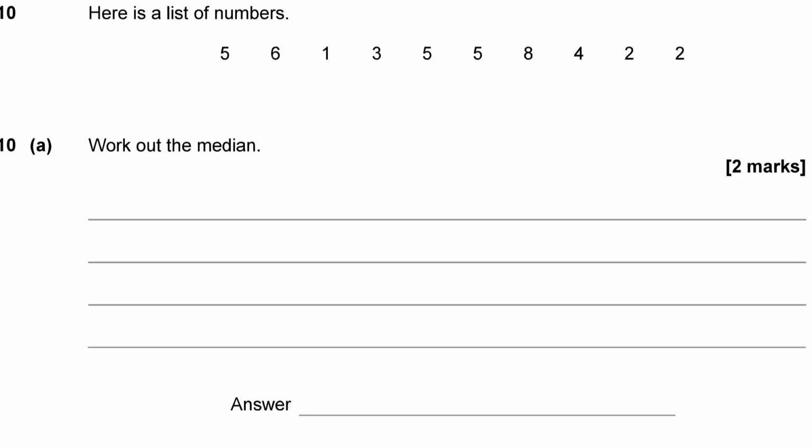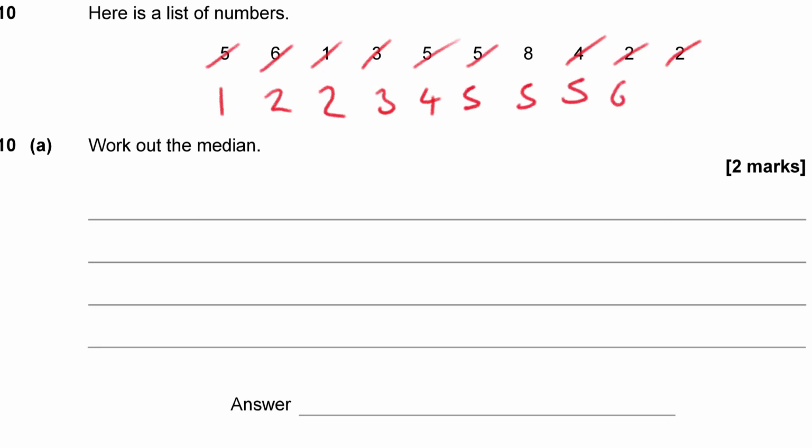So I've got a 1, I've got 2 2s, I've got a 3, I've got a 4, I've got 3 5s, 5, 5, 5. I've got a 6 and I've got an 8. Okay, so I've rearranged them from smallest to biggest. Now, how many of them are there? There are 1, 2, 3, 4, 5, 6, 7, 8, 9, 10 numbers altogether.